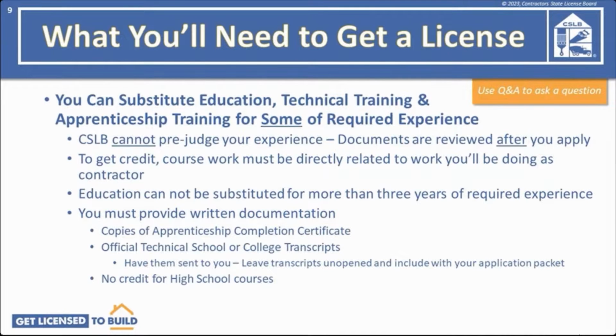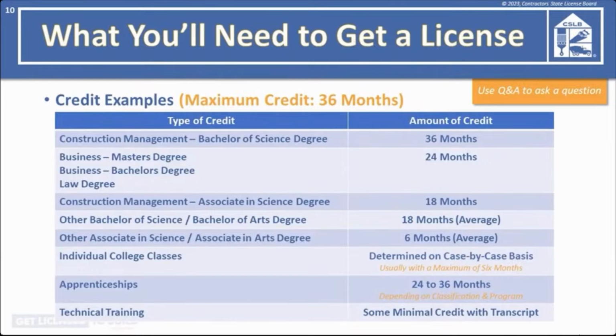Note that high school courses will not earn you any credit towards your contractor's license. If you are looking to get education credit to meet the 4 years or 48 months of experience, you need to get your transcripts first. This is the kind of credit you can expect to receive for your education. Note that for some areas, we are only giving you averages. You will see that your credit will be determined on a case-by-case basis. We're not going to be able to give you any more guidance than what you see on this slide.